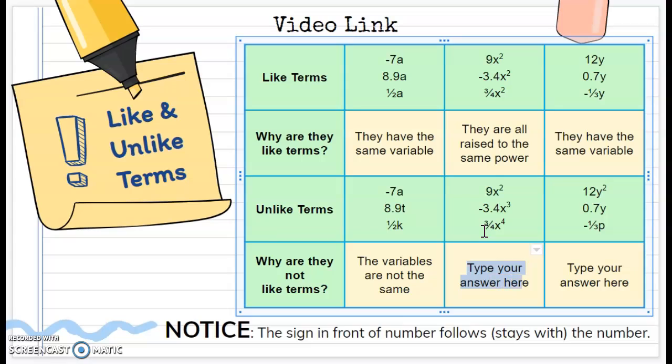Here we have the same variable. However, look, the little number is different. I have a little 2, little 3, little 4. So the power, they are not raised to the same power. They're different. So they're not like terms because they're being raised to separate powers, different numbers here. So they are not like terms.